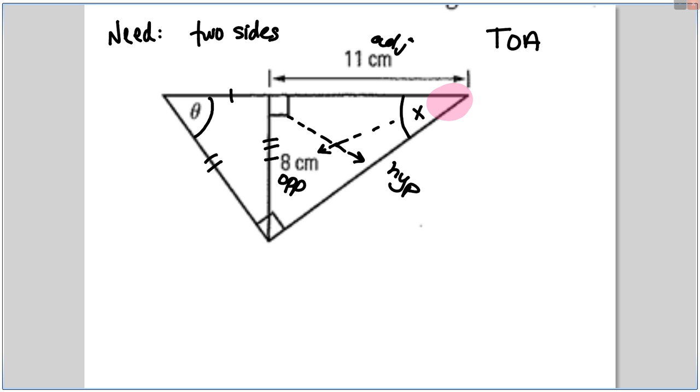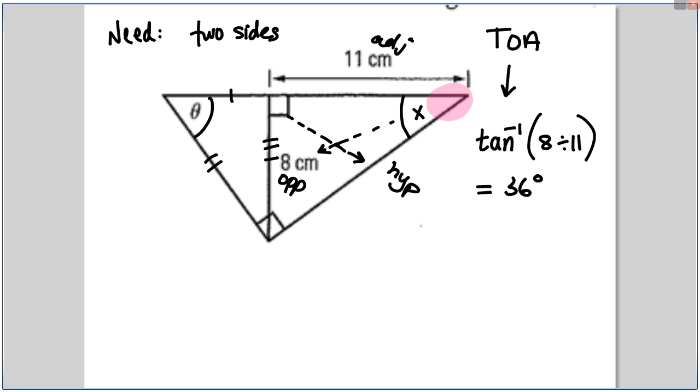Okay, so op is 8, 11 is adj, and if you're trying to solve for angles, we use the second function. So second tan, the op goes first, the adj goes second. This will solve for x. It is in degree mode, or else it's going to mess it up. 36 degrees. Everybody got that? 36.